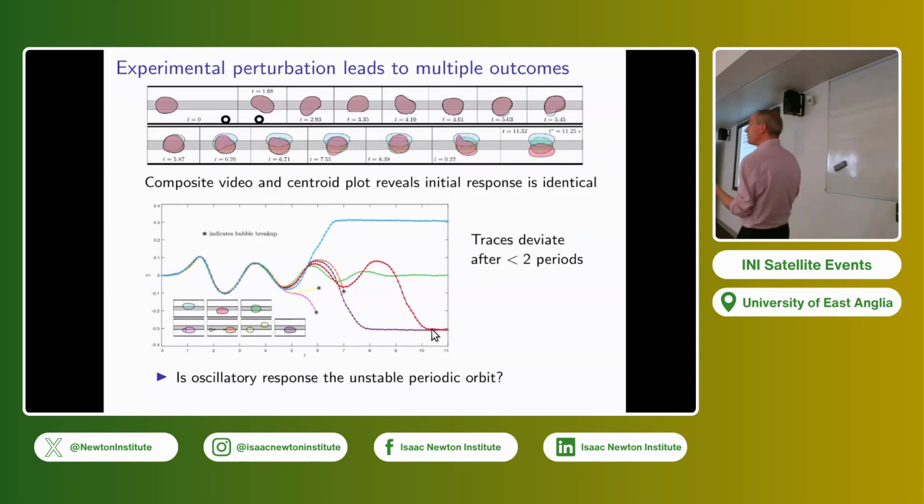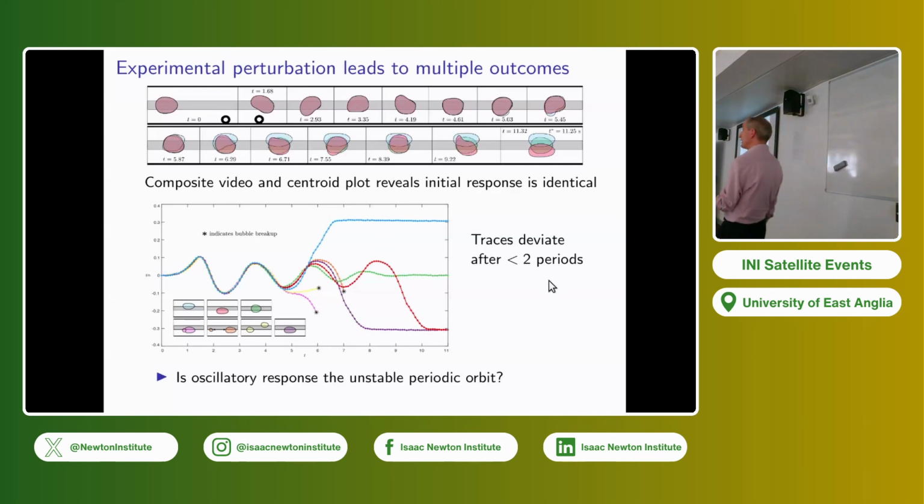So the same experimental perturbation leads to multiple different outcomes. And what we've got up here is a composite overlay of all those different videos. And down here, this is an overlay of the motion of the bubble's centroid in the vertical, the cross-channel direction, as a function of time. Initially, the motion is the same, broadly speaking, and then it separates. So this is where it goes off to a steady asymmetric solution on the other side. Stars are where it breaks up.